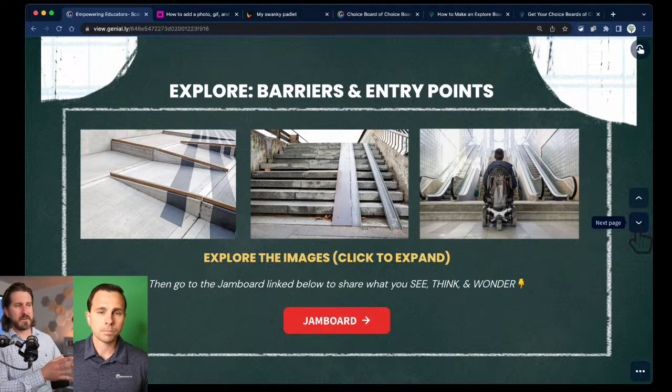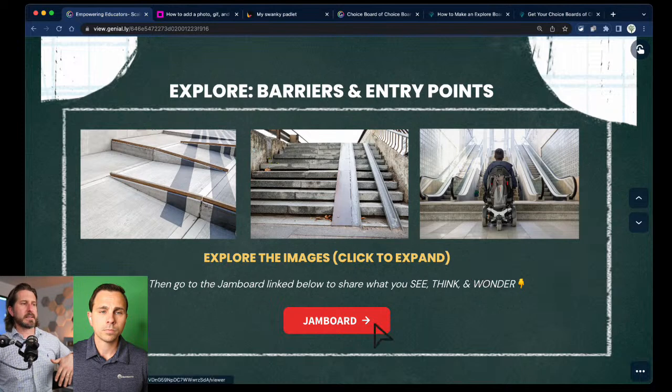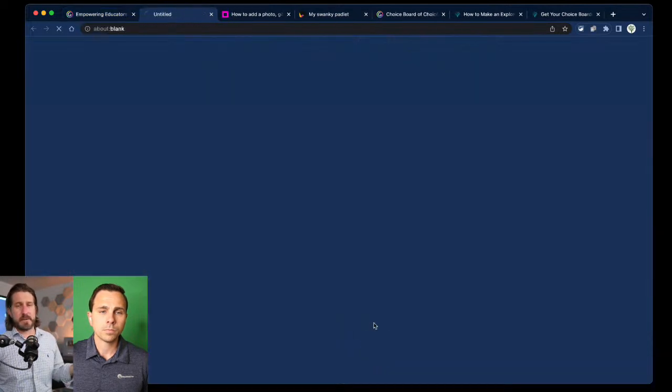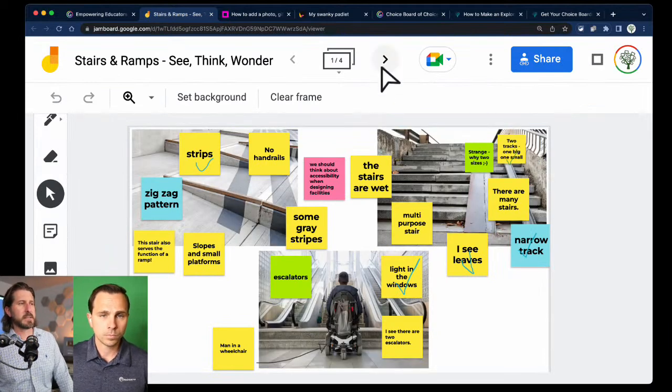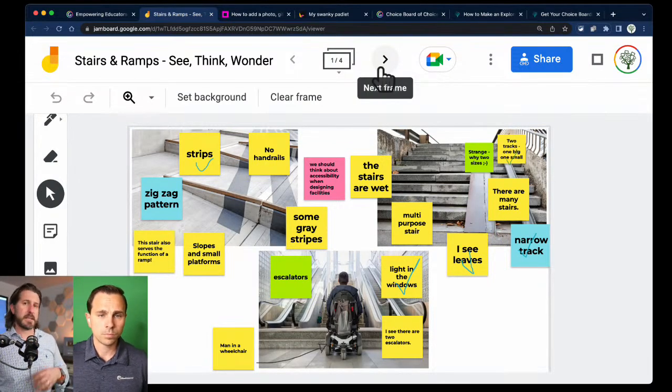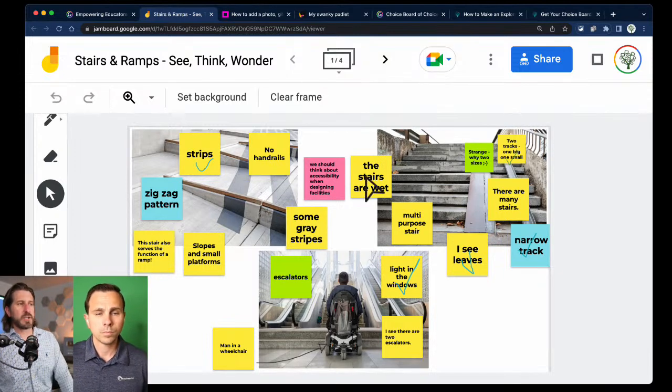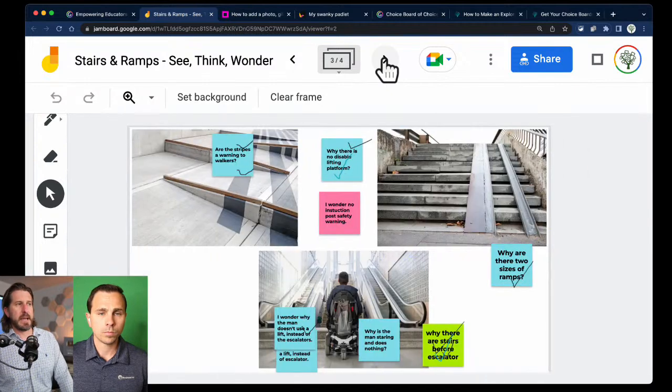So on the left, we're looking at an image with what looks like some ramps and stairs all built together, a ramp that's overlaid on top of some stairs, and then a person looking at a set of stairs. And then I would create an activity in a program like Jamboard. You can see this is an activity that I did with teachers in the past, where they are practicing the See, Think, Wonder thinking routine, which is a Project Zero thinking routine. And they are sharing what they see, think, and wonder about the different images. So this one is the see, the think, and the wonder.